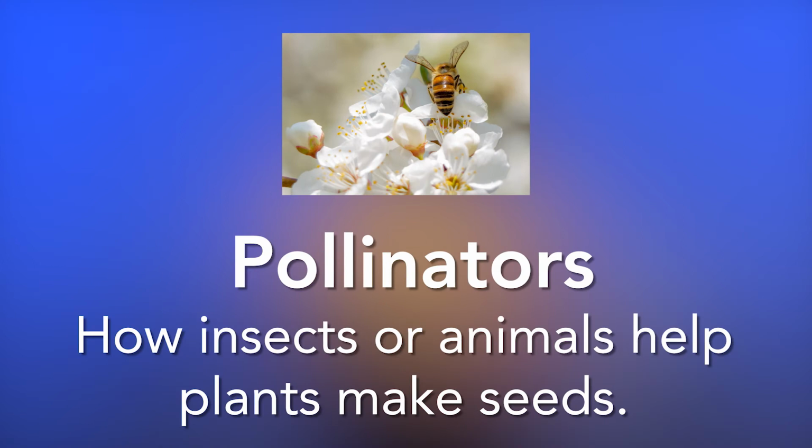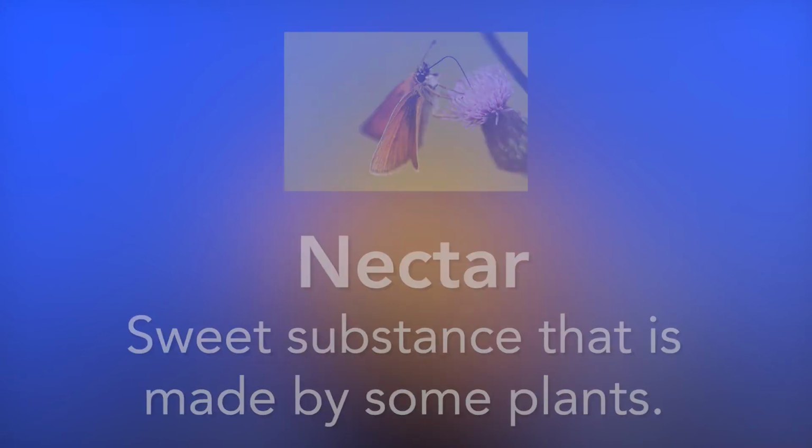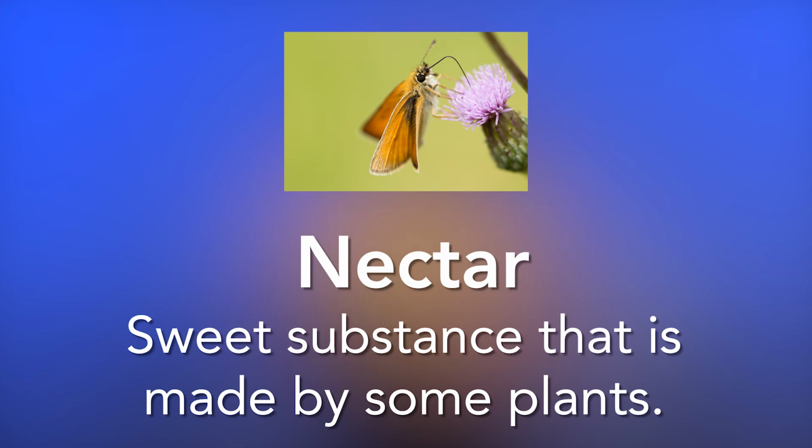Bees, amongst other animals and insects, are known as pollinators. Pollinators are how insects or animals help plants make seeds. They take the pollen or nectar between flowering plants of the same type, and the pollen helps make seeds. Pollen is a fine powder produced by certain plants. And nectar is the sweet substance that is made by some plants, so they attract pollinators like butterflies or bees. Bees use nectar to make honey.